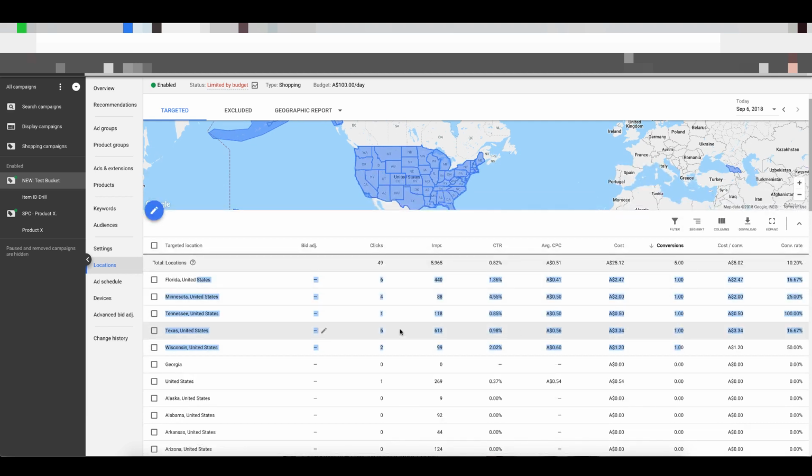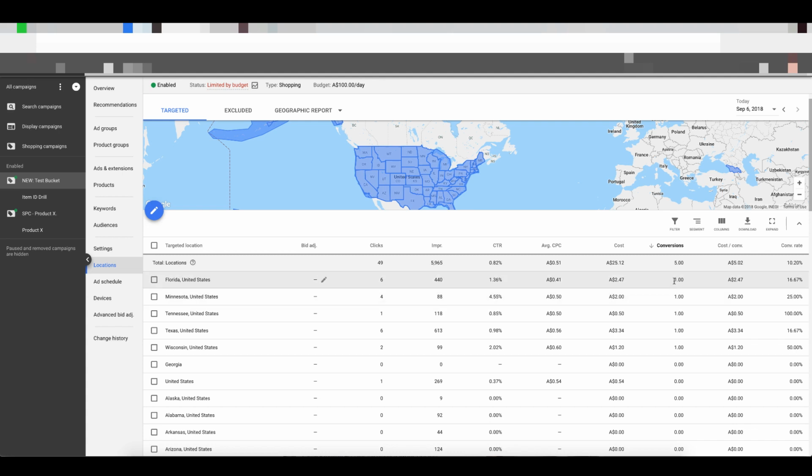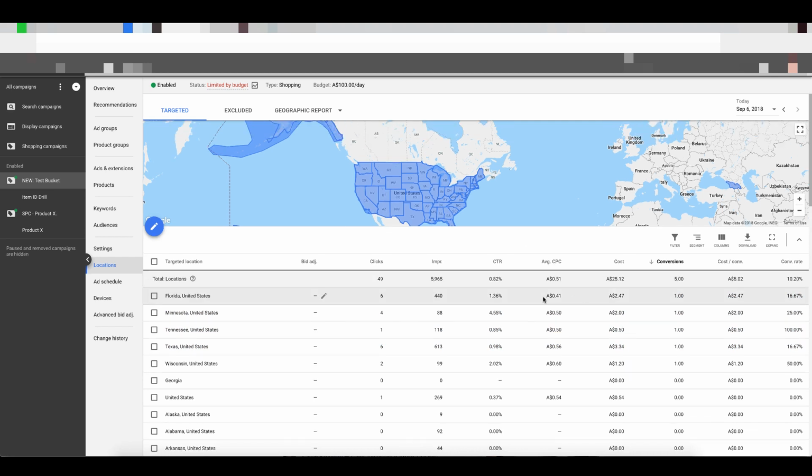So obviously, this isn't enough data to make bid adjustments on the state level yet. We've got one conversion, and that isn't enough. I would say that ideally you need at least 30 conversions to get meaningful data. But when I've got 15 conversions, I'll make small bid adjustments because it's a good indication. And then once I hit 30, I'll make another bid adjustment.